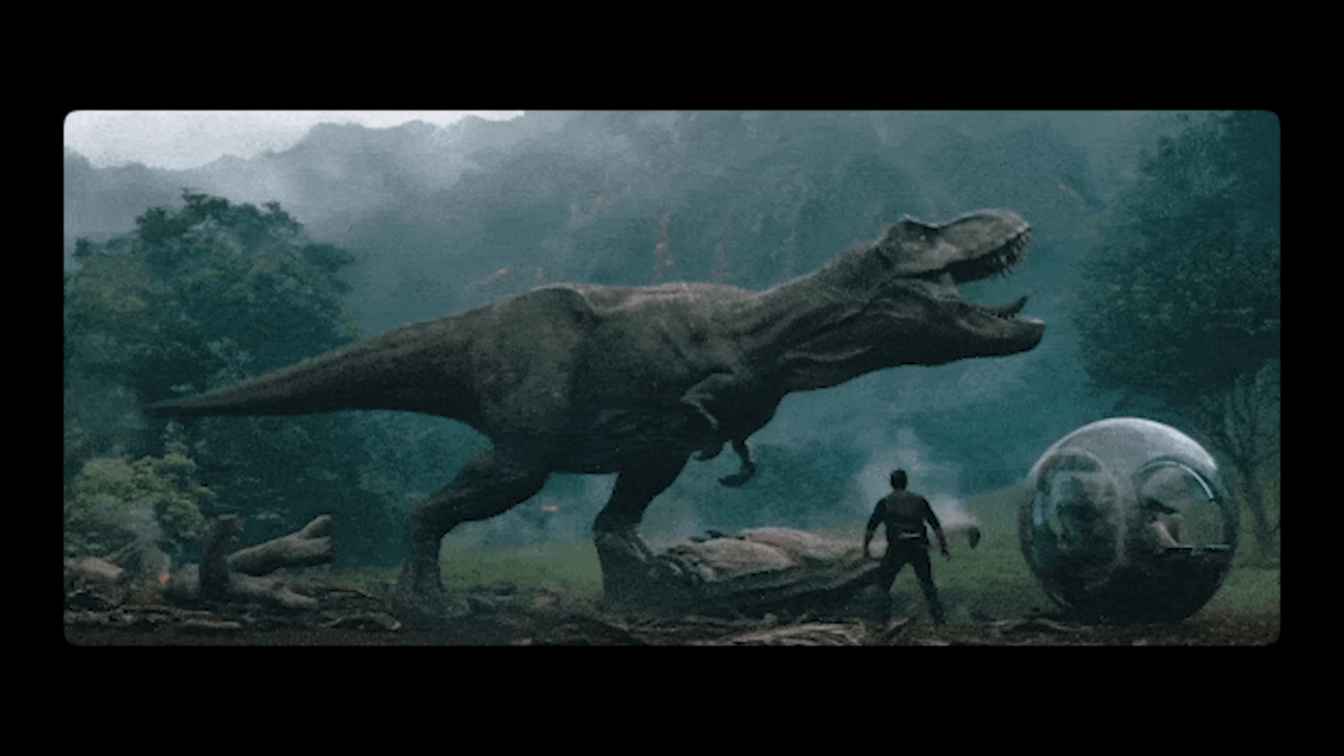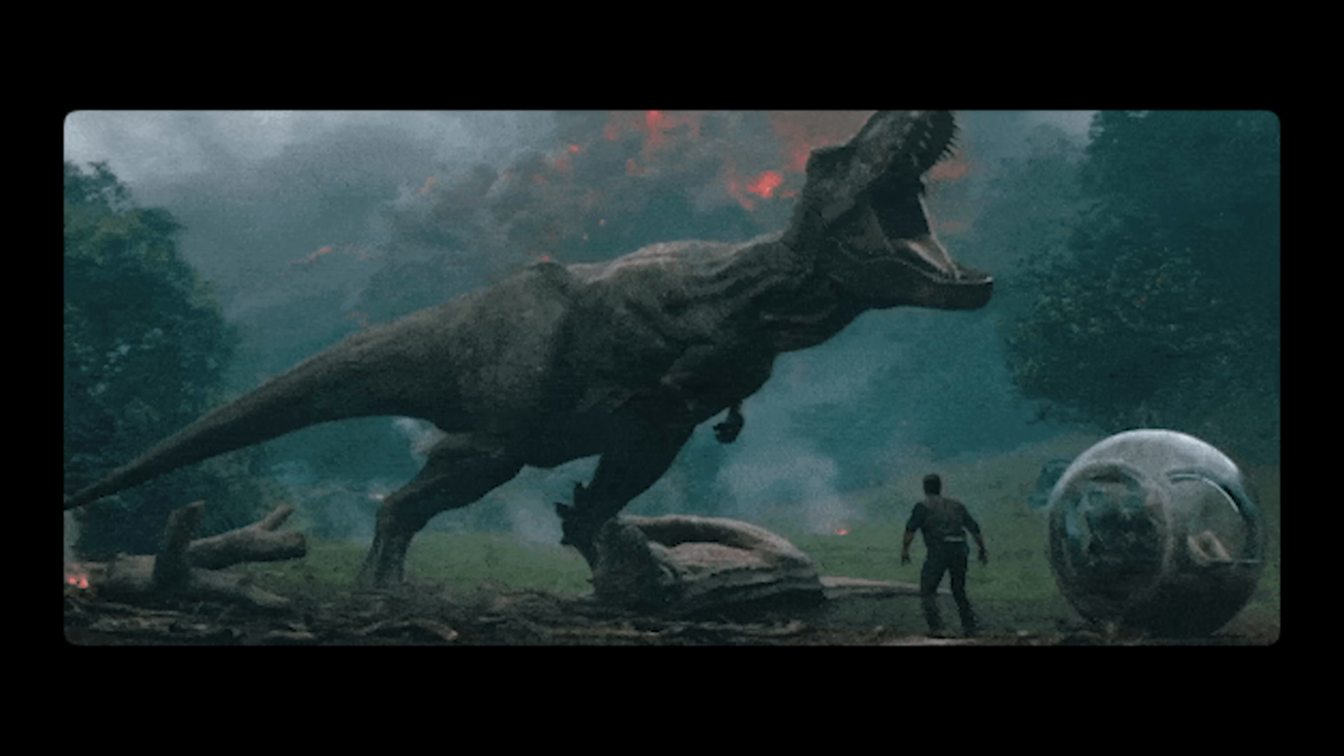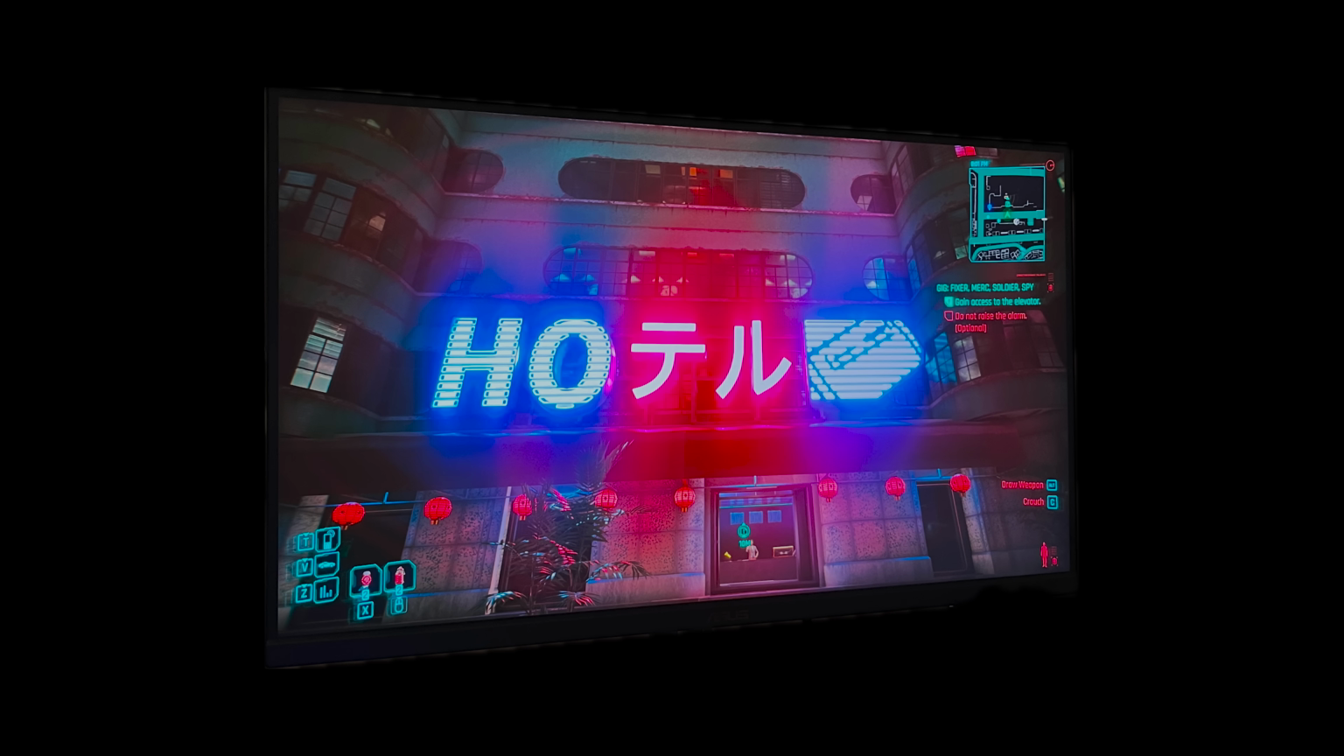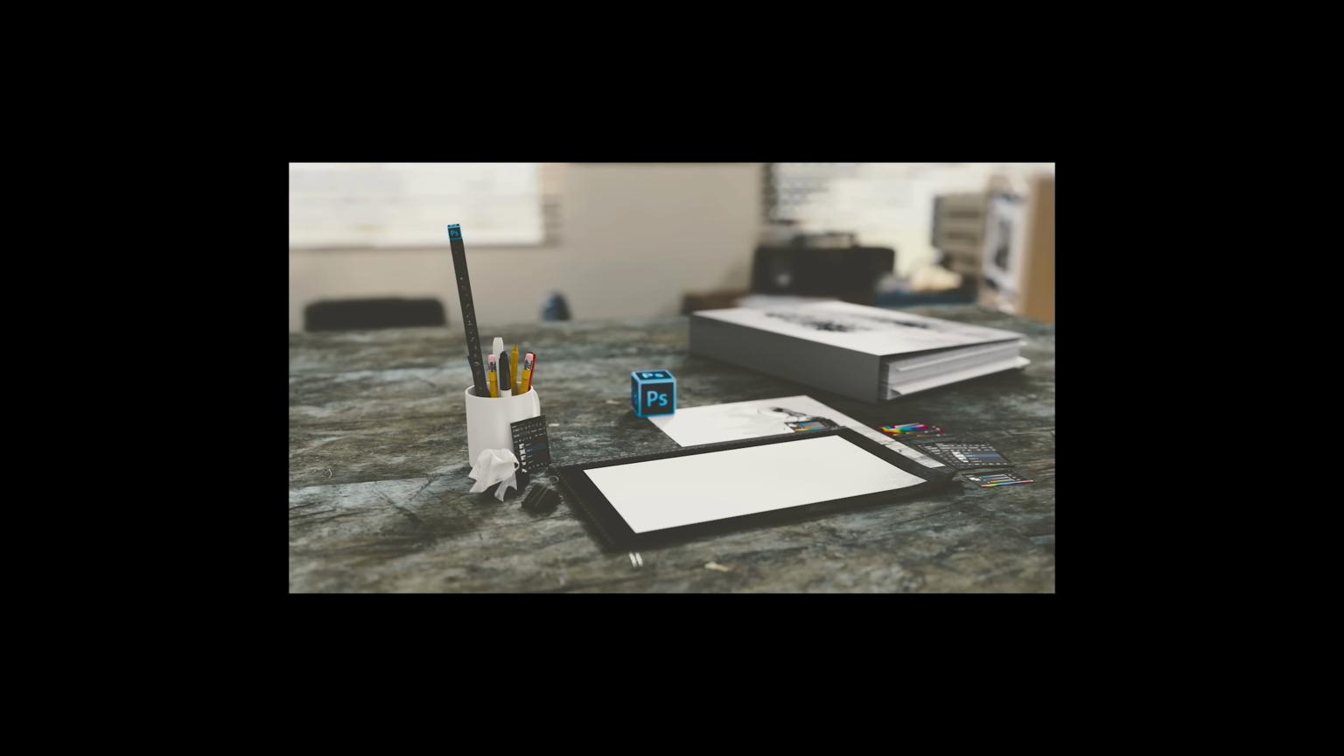But if you want to feel like you're there when you're watching a movie or playing a game, then you will need a wider gamut display like P3 or Rec 2020. It really makes immersive experiences even more immersive and realistic. But when it comes to creative work, you need the whole package. Speaking of creative work, let's talk about manipulating colors.